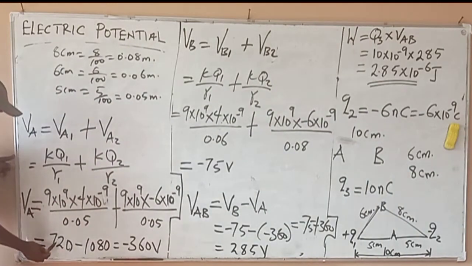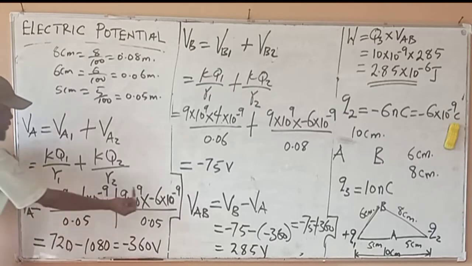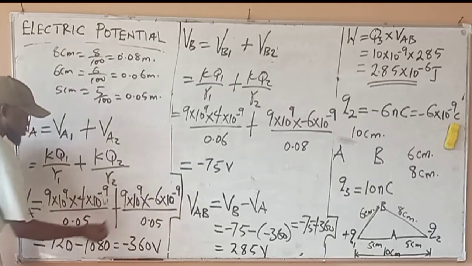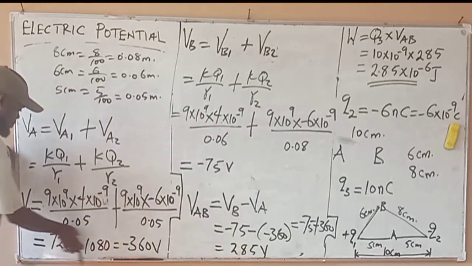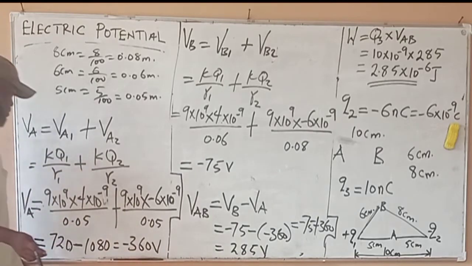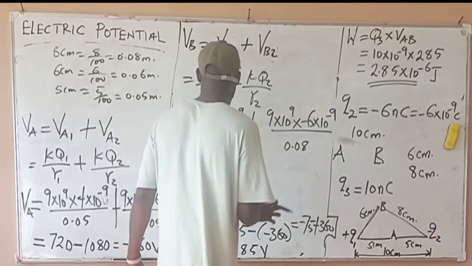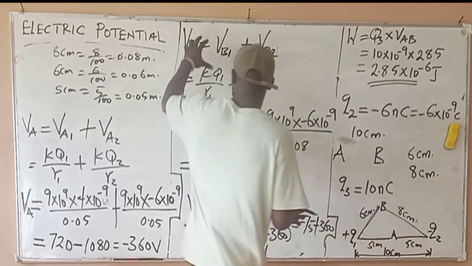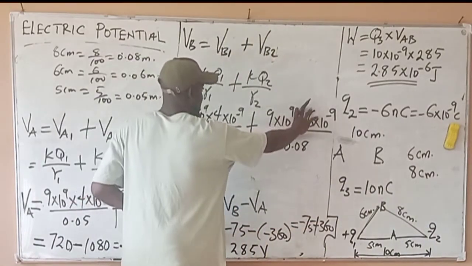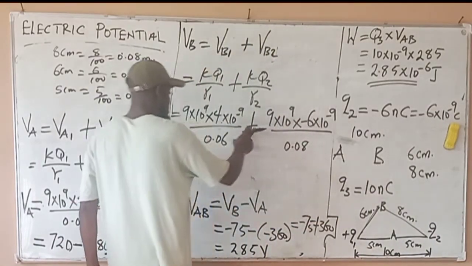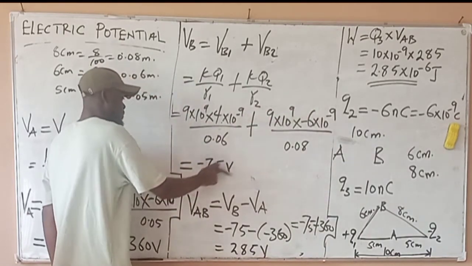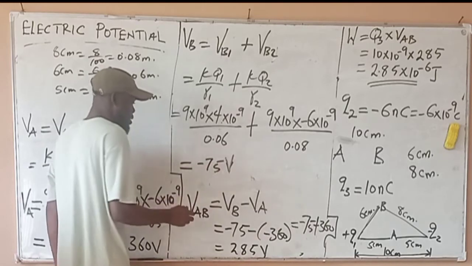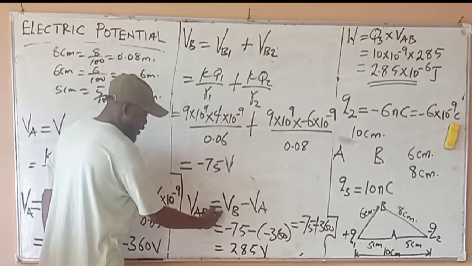Alright. We solve it on the calculator, we have 720. Then minus times plus gives us minus. Then we have 1080. So this minus this we have minus 360 volts. Then for VB, we add this, and it gives us minus, which is going to give us minus 75 volts.